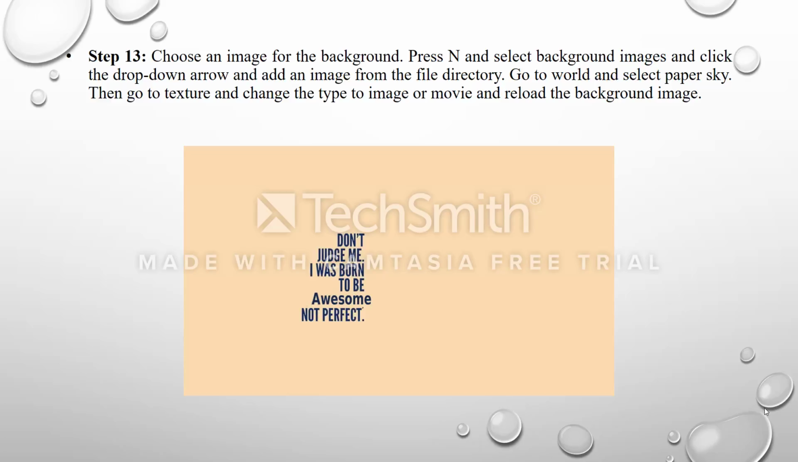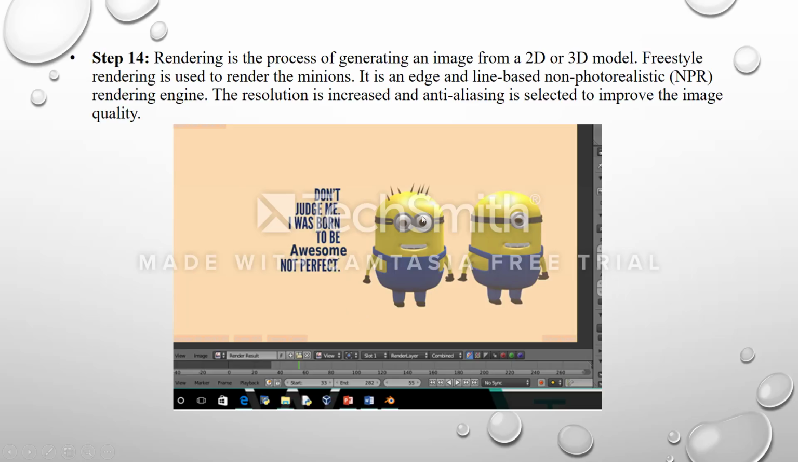Go to the world and select paper sky, then go to texture and change the type to image or movie and reload the background image. Then the background image will be loaded like this with the minions in the front. Then we just try to render this image.